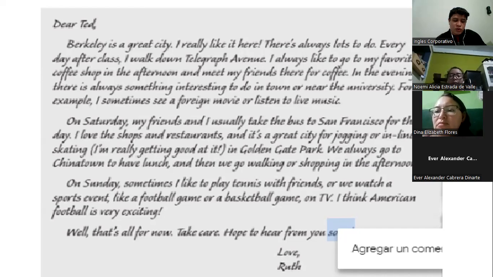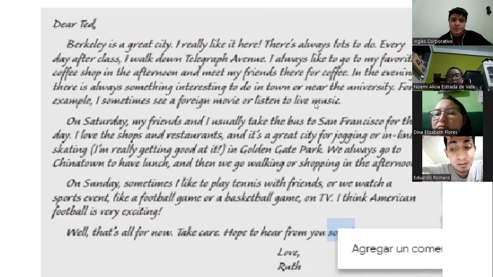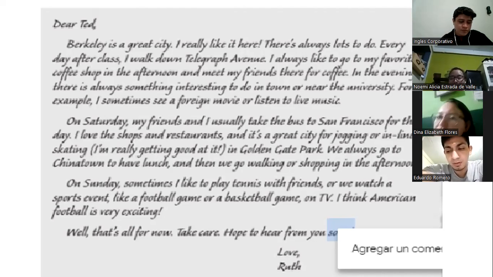And well, no worry, girls. Now let's move on. I have group number 3. So I have Eduardo, Edwin, Jenny, and Roxana. So guys, can you tell me about this reading? What did you understand? Okay. This letter is about the university life of Ruth. She tells Ted about her daily routine in the university and her 3 days. She tells him her favorite food, place, hobbies, sport, etc. Okay, perfect. Very nice. Thank you, Eduardo.